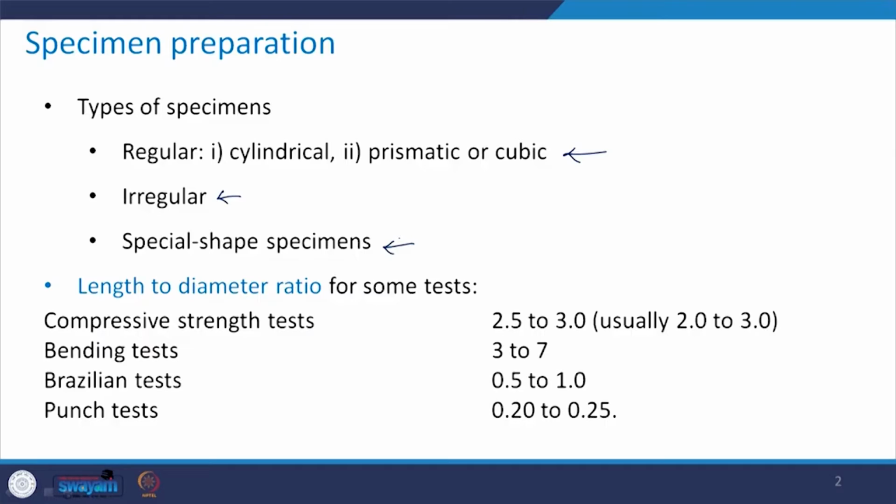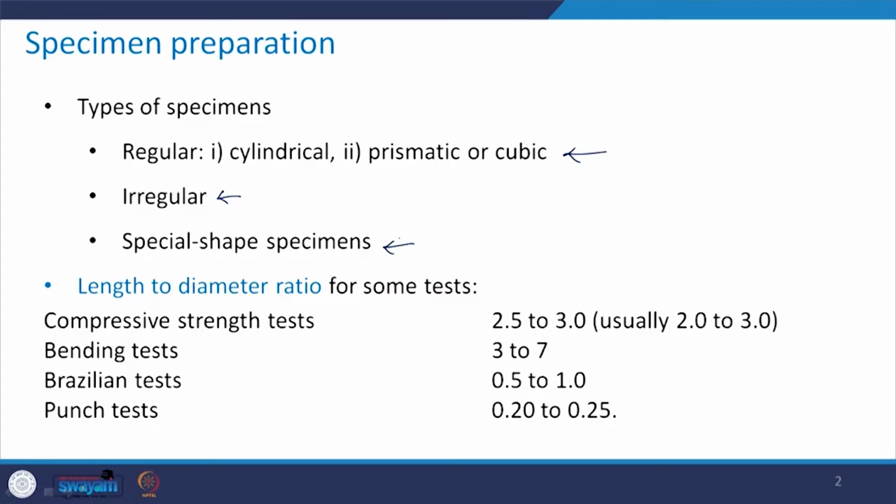Now, in case the specimen is regular and cylindrical, then depending upon the type of test that you want to conduct, you have to fix the length to diameter ratio. For example, let us say this is the cylindrical specimen. When I say length to diameter ratio, this dimension is the length, and because it is circular in cross section, this is its diameter. The ratio of this dimension to this dimension is what we have mentioned in this slide.